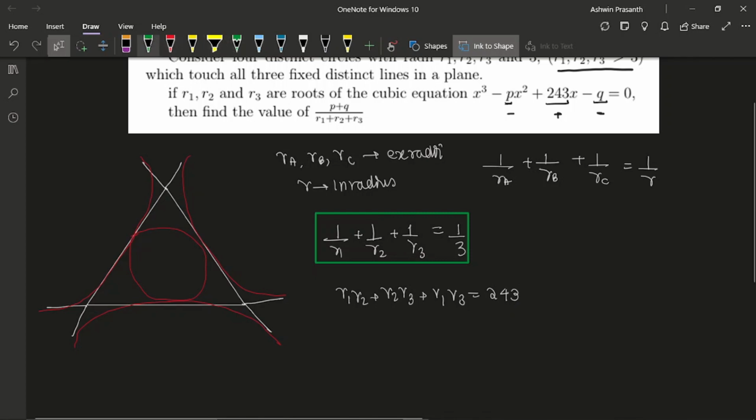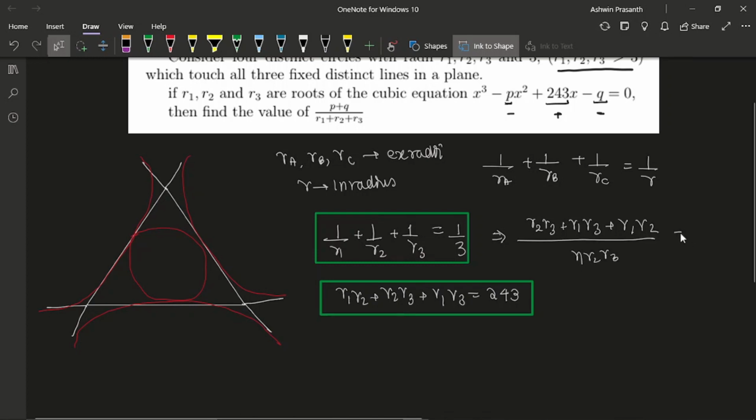Now if we see the first relation we have and we take the LCM in that, we'll get the same expression as what we got right now with roots taken two at a time. So we get that (r2 r3 plus r1 r3 plus r1 r2) divided by r1 r2 r3 equals 1 by 3, and we can substitute 243, and finally on simplifying we'll get that r1 r2 r3 is equal to 729. This is also the value of q since this is the product of the roots, so we got q as 729.